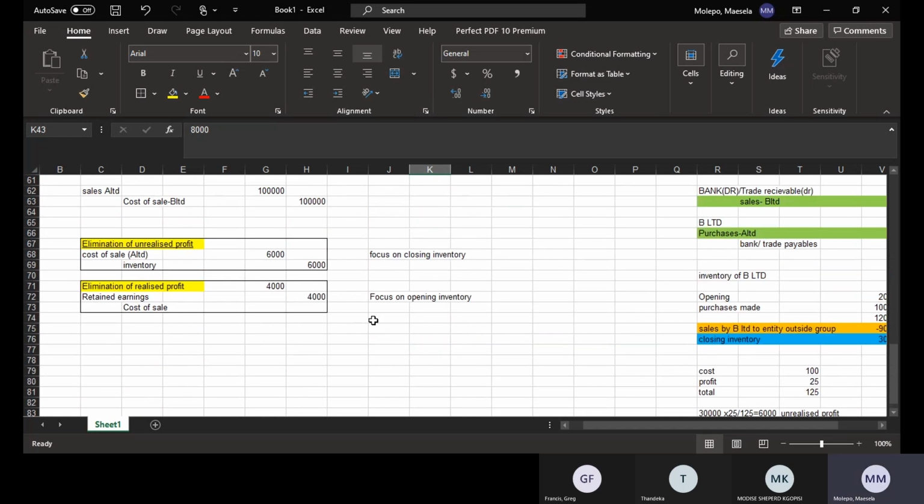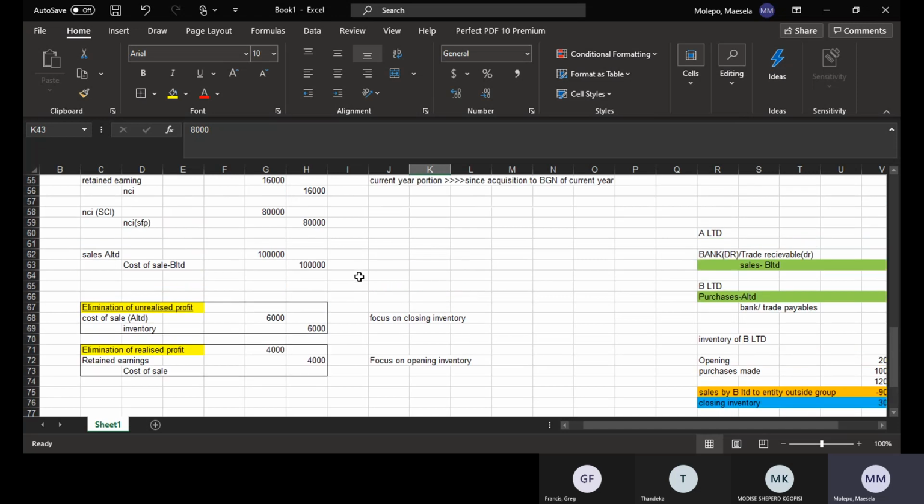On the consolidations, I'm not going to draft them, but I'm going to explain so that we know where everything comes from, because most of the calculation is sitting here. Let's start with the statement of profit and loss. We've got profit before tax, which came from the pre-adjustment trial balance: a profit before tax of 80,000 for A Limited and 60,000 for B Limited. So it will be the 80 plus 60, then minus the 100,000.